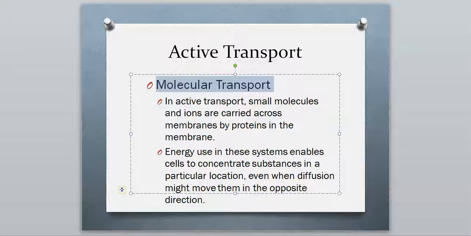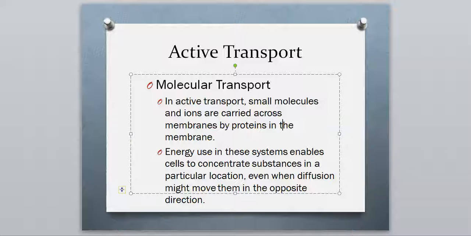In active transport, small molecules and ions are carried across membranes by proteins in the membrane. Energy use in these systems enables cells to concentrate substances in a particular location, even when diffusion might move them in the opposite direction. So for example, let's say we have a bunch of salt inside of our cell, and we have a little bit of salt outside of our cell. However, we need as much salt inside of our cell as we can. So molecular transport or active transport allows us to take the salt from the low concentration and move it to the inside of the cell where the concentration is higher.